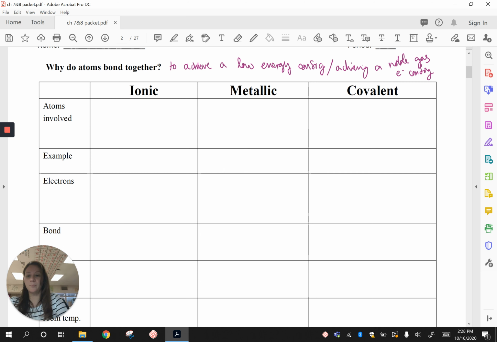All right, so let's compare the three types of bonding in terms of different things, and we're going to start with the atoms involved. So with ionic bonding, from its name, it's made up of ions, and it is made up of a metal cation and a non-metal anion. So you have a metal bonding with a non-metal. Covalent is between two or more nonmetals.